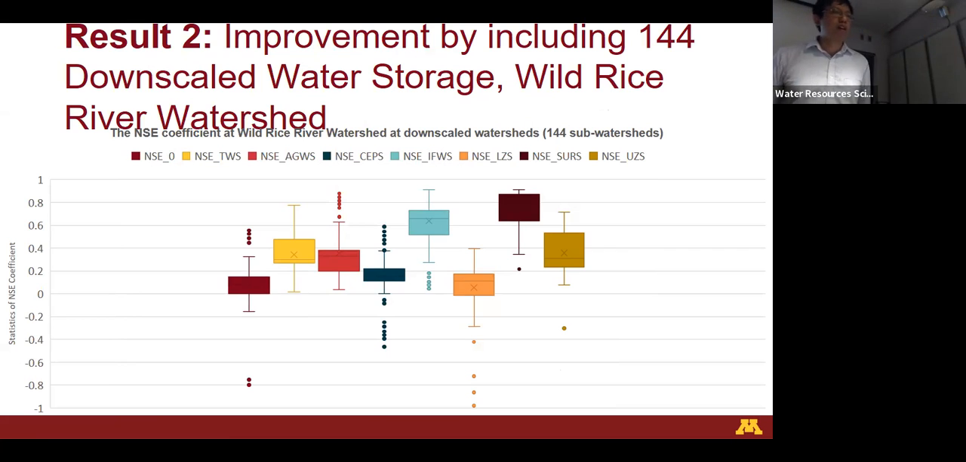And the result of the Wild Rice River Watershed is slightly different from the Rum River Watershed. It shows that by including different layers of water storage, it did improve the accuracy of the prediction at the local level. But in contrast to the Rum River Watershed, in the Wild Rice River Watershed, by including the surface water storage, it has the best overall improvement of the prediction.